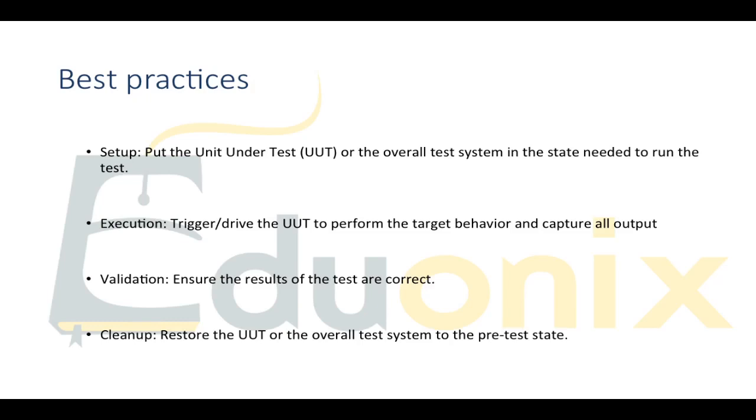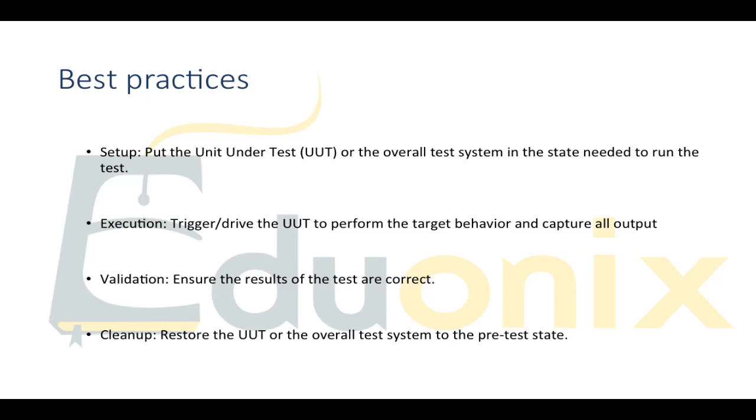So if you go through each one of them, a setup would be to put the unit under test, or UUT, or the overall test system, in the state that it needs to run the test. Execution: you need to trigger the UUT and perform the target behavior and capture all of the output, such as returning values and output parameters.